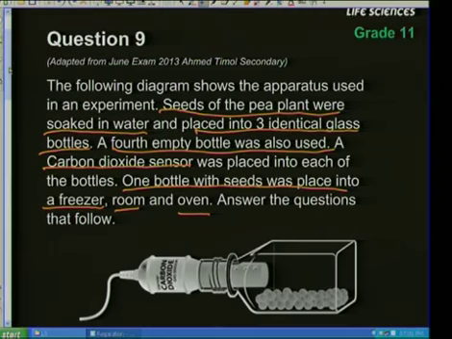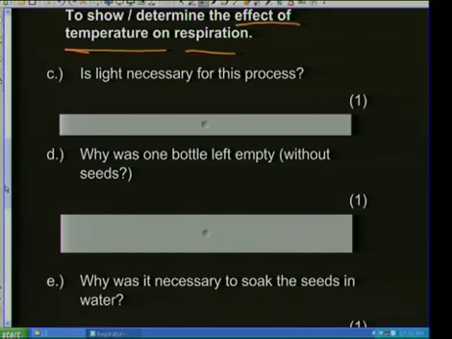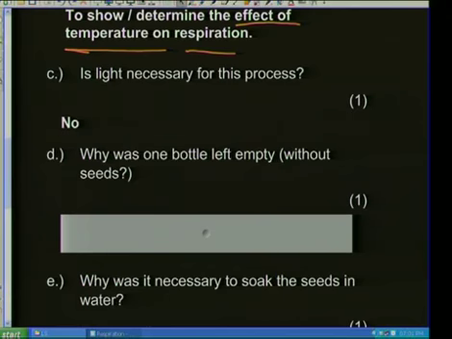Why? How does one get to this aim? How do we know that they're doing temperature? Yes, you got it. Because they told us the one was in a freezer, the one was in a normal room, and one was in an oven. So what was changing? Only thing that could be changing there is temperature. Unless somebody is lying to us. Is light necessary for this process? We just answered the question about that just now, and the answer would be no.